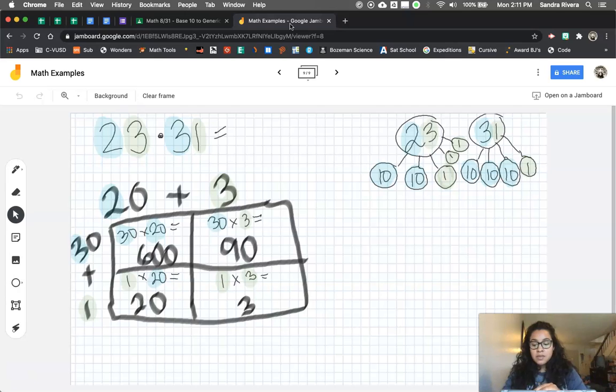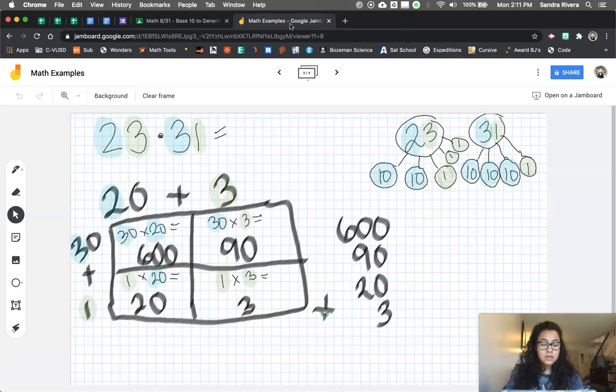So the final step a student would have would be to go back and add the partial products. So let's look at this one here. We have 600, 90, 20, and 3. I'm going to write those down. 600, 90, 20, and then the number 3. I'm going to add these.